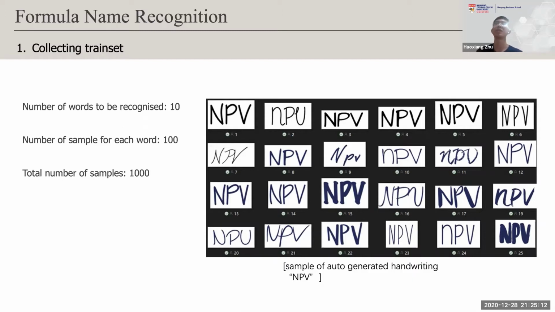The total number of the train set is not large, but since the spelling of each word is significantly different, the accuracy of the model would be acceptable. And here is a screenshot of a sample of auto-generated handwriting NPV.